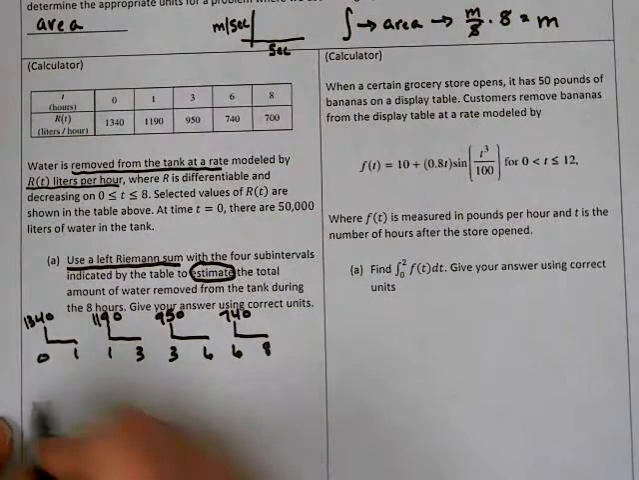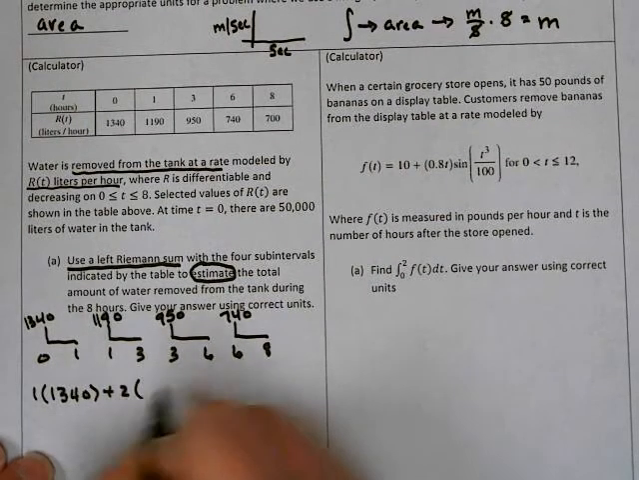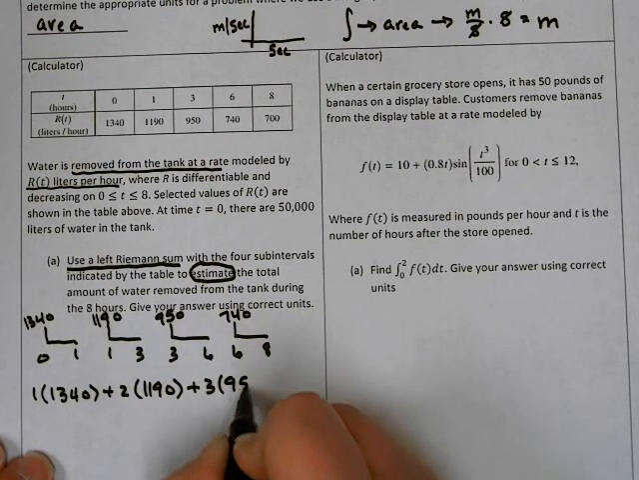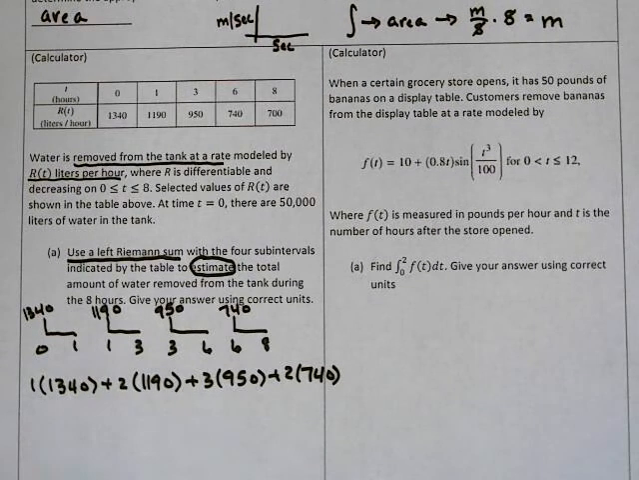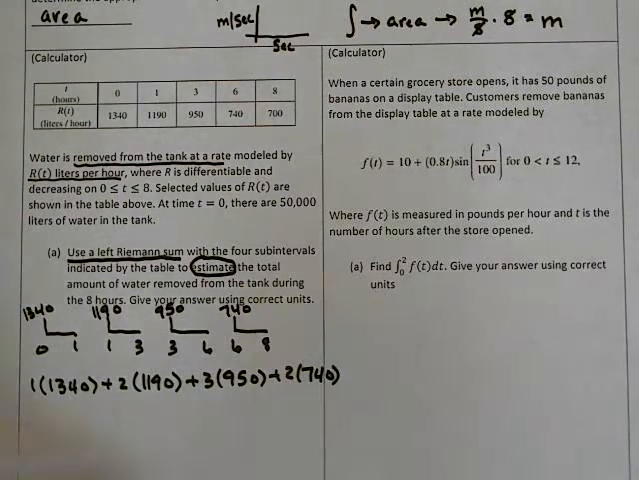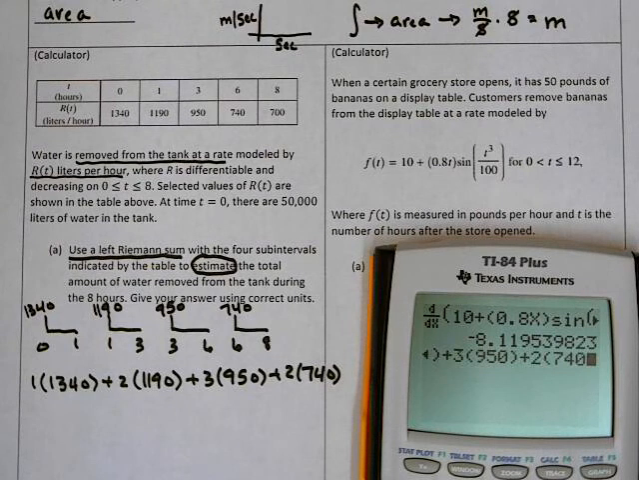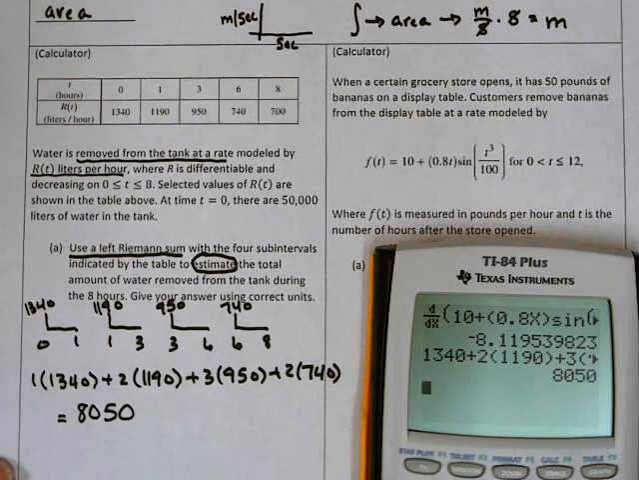So we know that we're just going to do 1 times 1340, 2 times 1190, 3 times 950, and then 2 times 740. And we're going to use our calculator to just add that up for us really fast because I don't want to do it by hand and I don't want you to do it by hand. So 1340, 2 times 1190, 3 times 950. Okay, so we get 8,050. And now we need to think about the units.